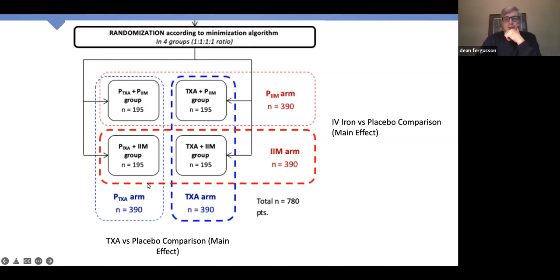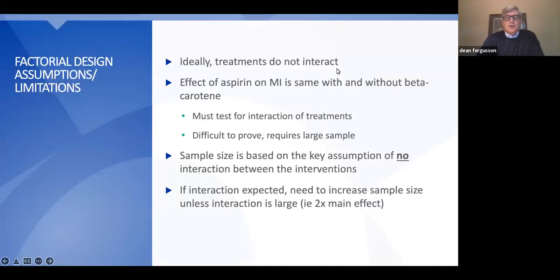And so the setup here is that there should be no interaction between TXA and intravenous iron in this case. So here, you can answer 2 questions in one study. You can answer whether TXA is better than placebo, and you can answer whether IV iron is better than placebo. So the key assumption here is that these treatments don't interact, right?